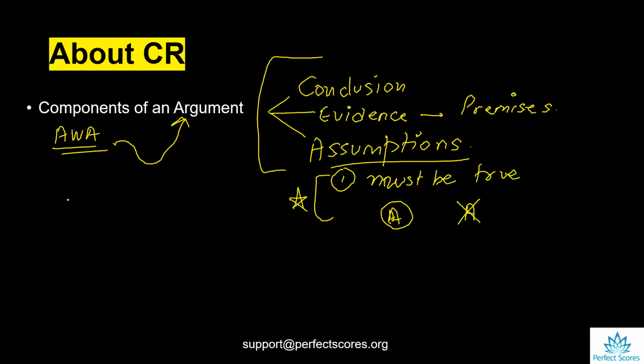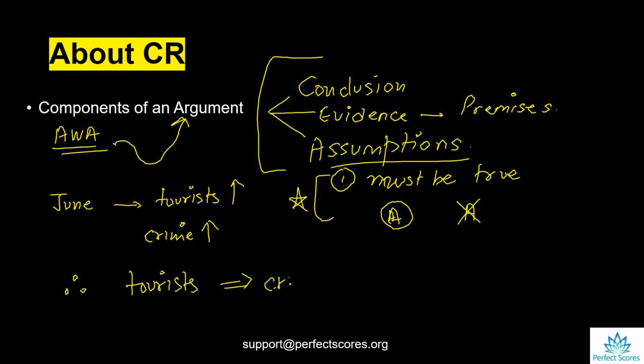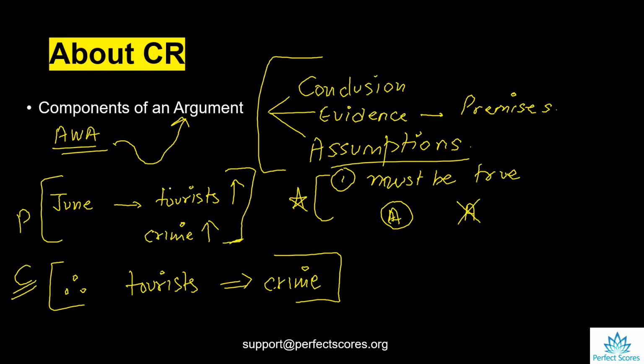For example, let's take a simple cause-effect relationship. So let's say in a particular city, in the month of June, the number of tourists increases, and in the same month, the number of crimes that are committed also increases. So the conclusion is, because of the tourists, the crime also increases. So that is the main conclusion, that tourists are the reason why crime is increasing. The premises are these pieces of information that are given to you.